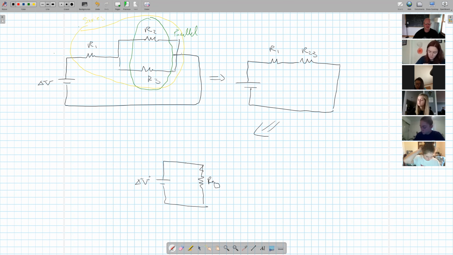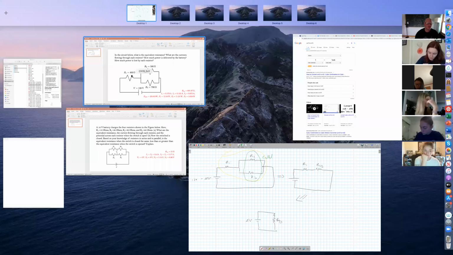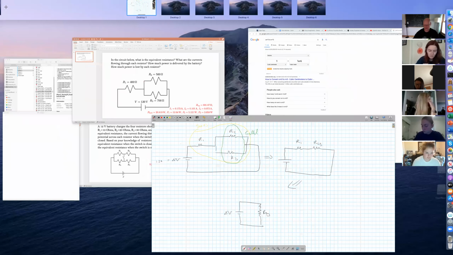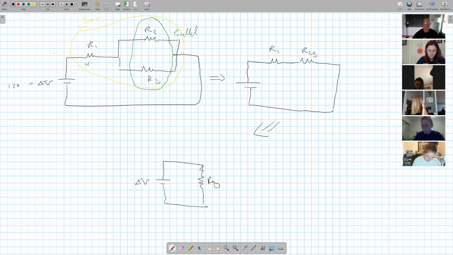And this is our delta V. Delta V was 120. R1 was 400, R2 500, and R3 700. Once we get here and actually calculate REQ, now we have to start going backwards to see where we came from and use what's the same.